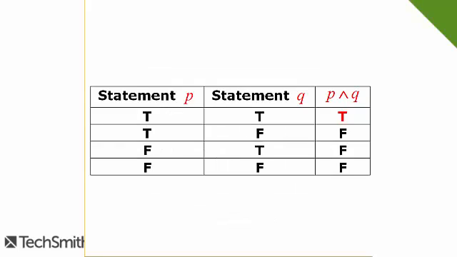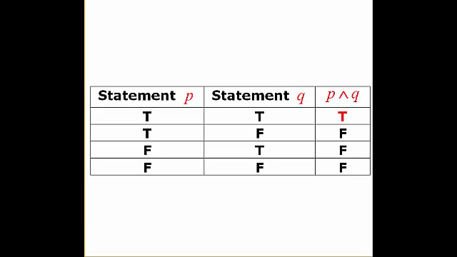In this video, I want to compare and contrast three operations: AND, OR, and implies. Let's start with AND. Here's the truth table for P and Q. Notice that it's almost always false.